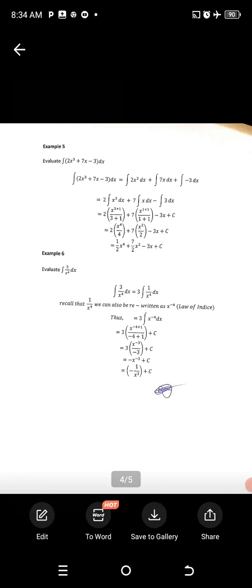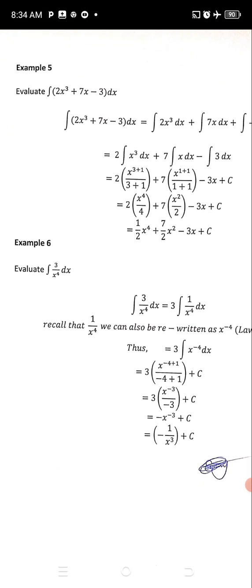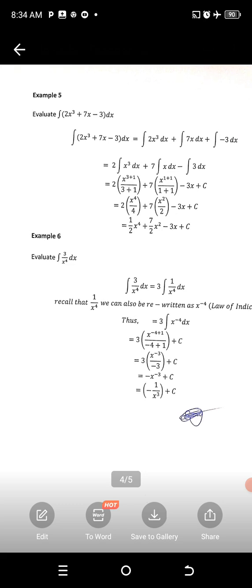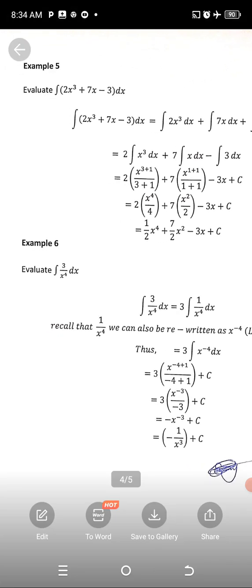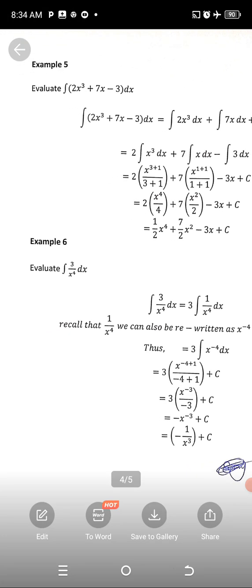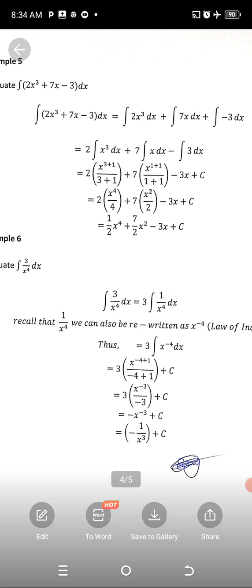So I move to example 5. And you can see that example 5, though it seems a little bit complex, is not. Once you understand the basic, and it's going to be well explained here, you can see that you are asked to evaluate the integral of what? 2x cubed plus 7x minus 3, close, dx. So once you have this, you just split them before integrating.